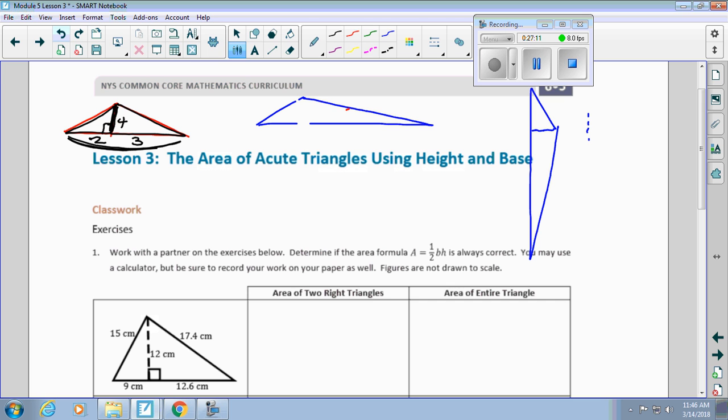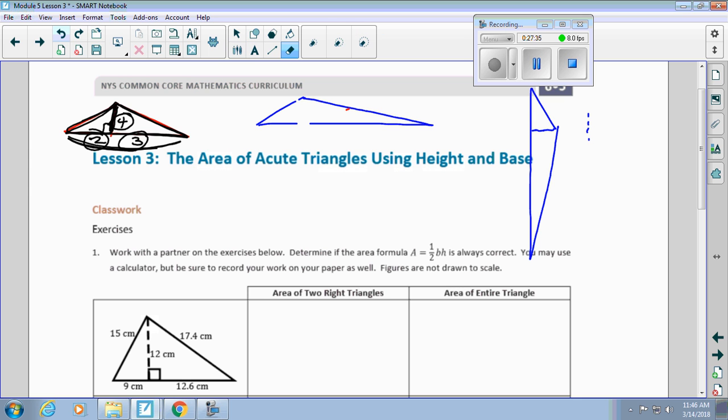Raise your hand if you think you know. You can figure that out. Michael? 4. Nope, that would be our height. That's our height. What would we use for the base? Think about it. We want to find the area of the entire triangle. Cam? 5. You are correct. It is 5 because you have to add this 2 and this 3.